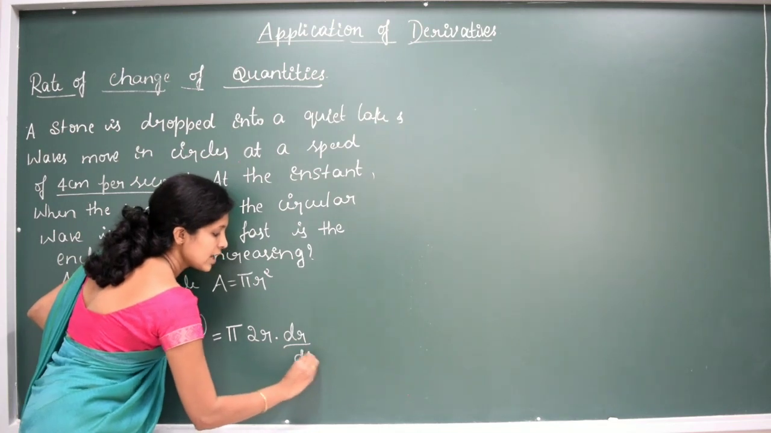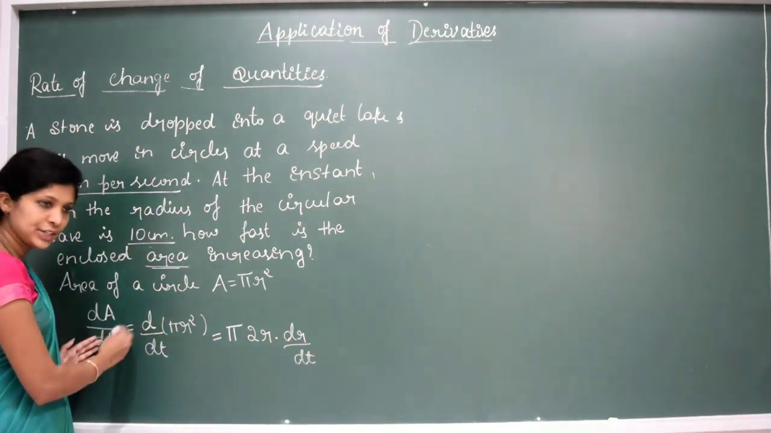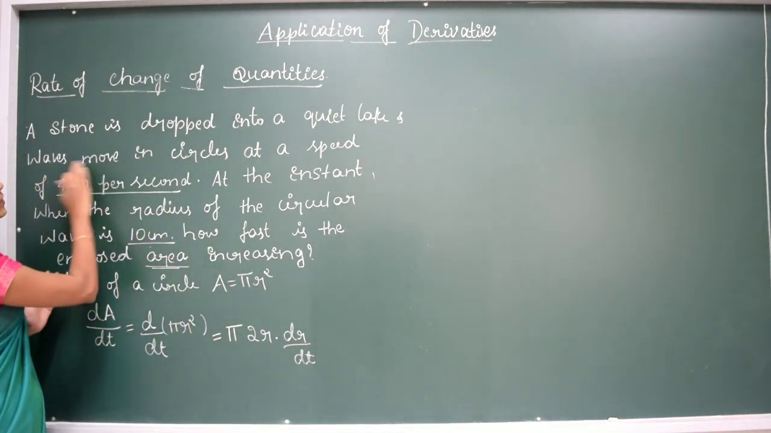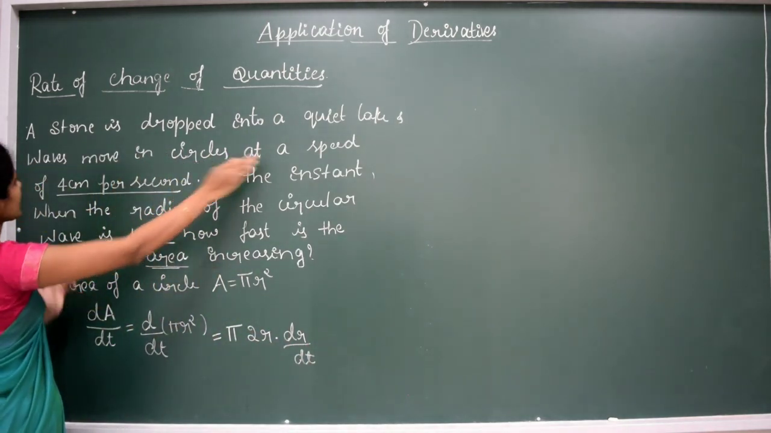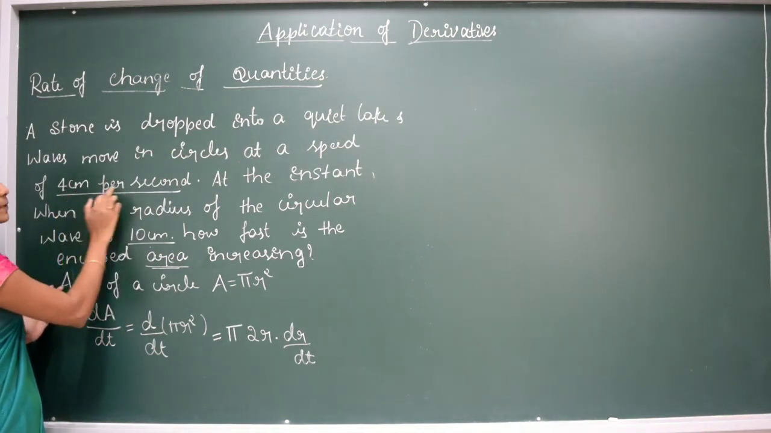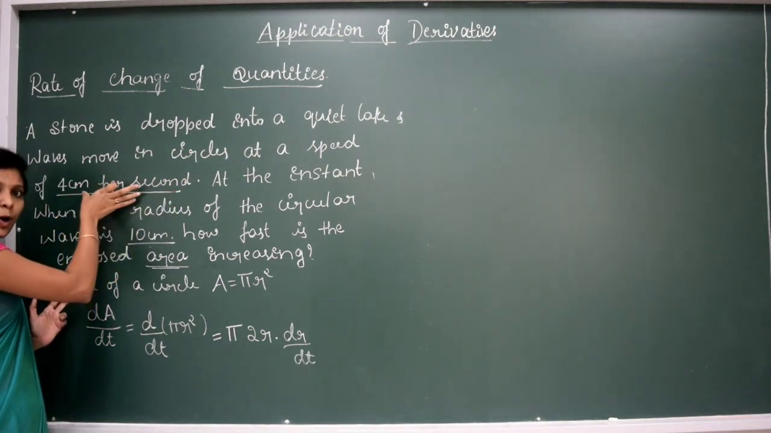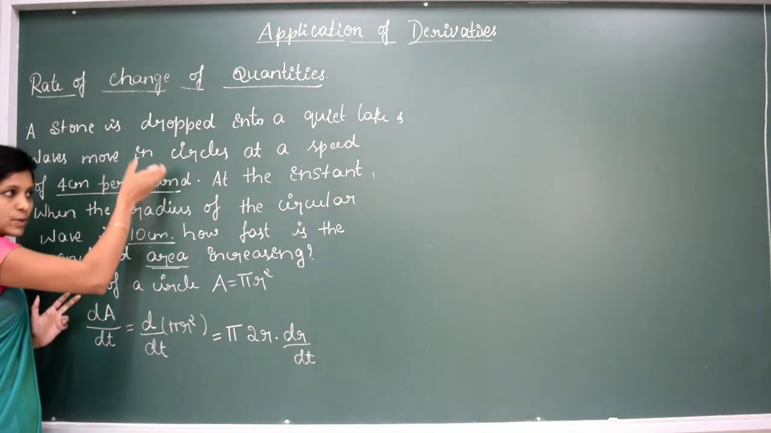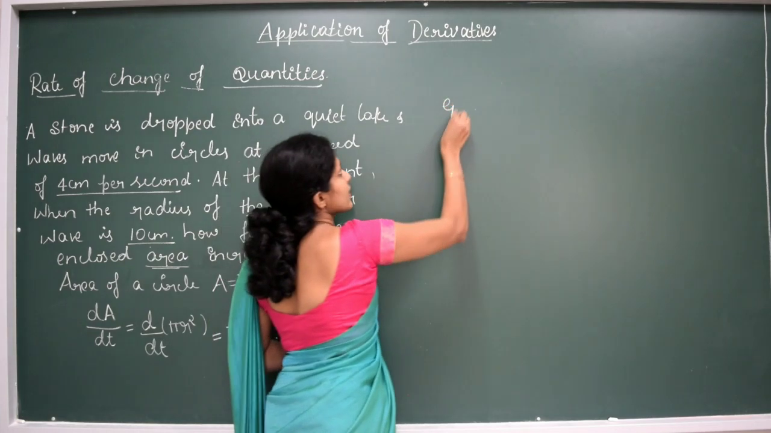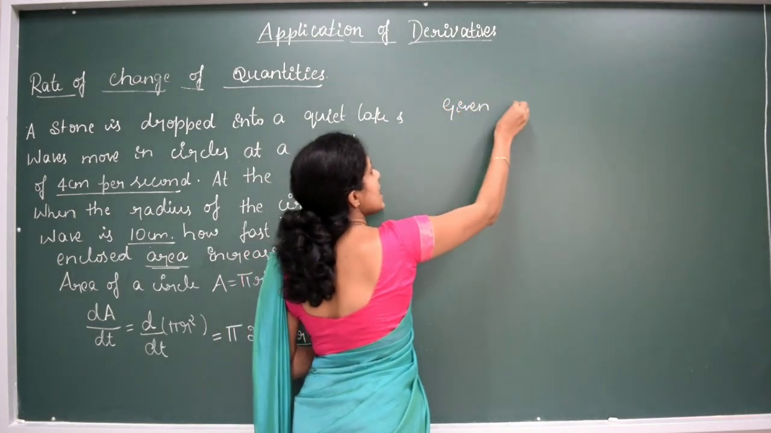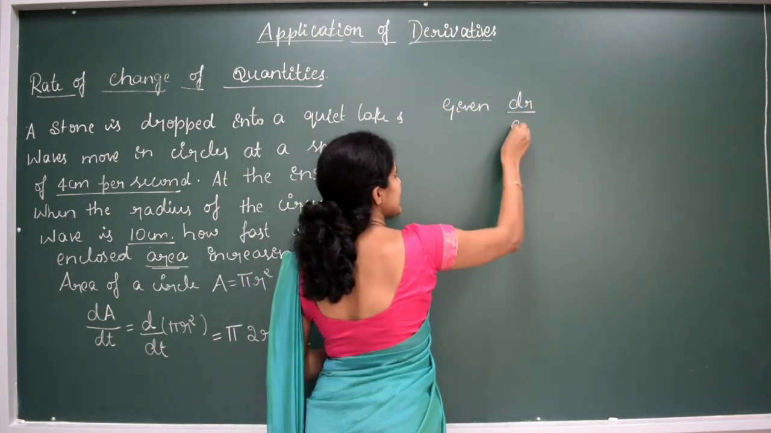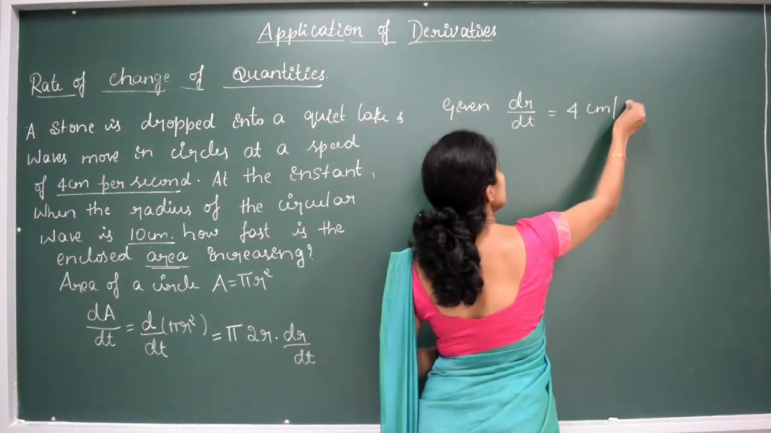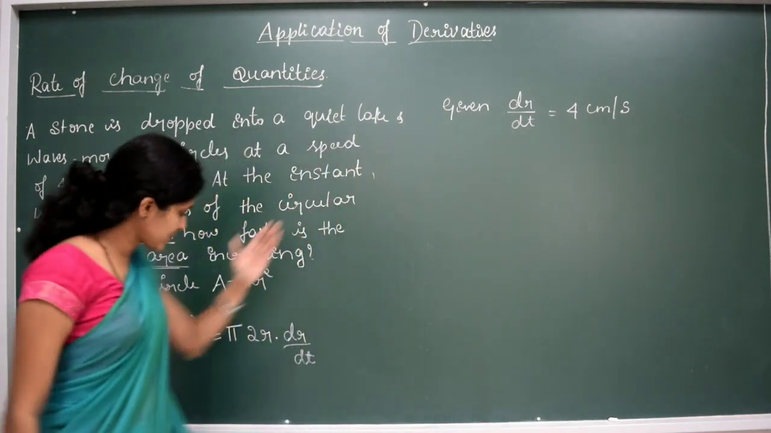Is it clear? Now to find the value of dA/dt, we need the value of dr/dt. Already it is given here. The waves move in circles at a speed of 4 centimeter per second. Obviously it will be dr/dt, the radius with respect to the time. So given: dr/dt is equal to 4 centimeter per second. Now we just substitute that value here.